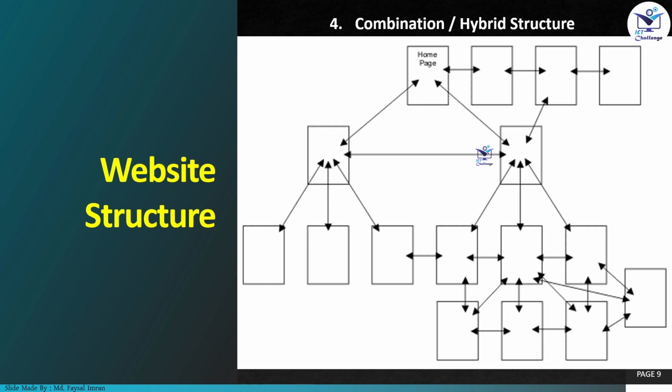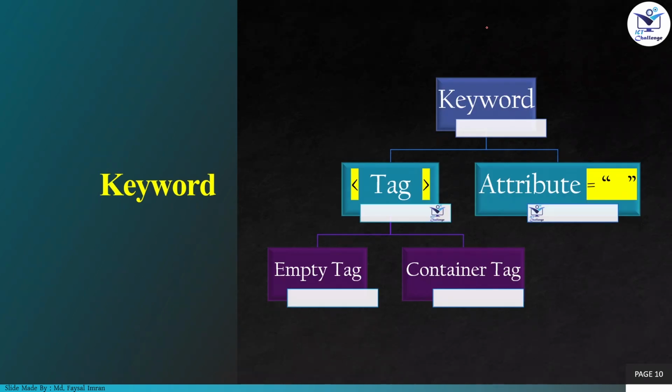Okay, so here you can see there is a linear structure here, there's a tree structure here, and those structures are connected to each other in a single website. Like Facebook is a hybrid structure because we have multiple structural systems inside of Facebook. So that means a website can contain multiple structures, and this is known as hybrid or combination structure. Okay, so it is not necessary that all of the structures need to be contained in a single website. If you connect two or three structures to each other, then this is also known as a combination or hybrid structure. Then our next topic is keyword.